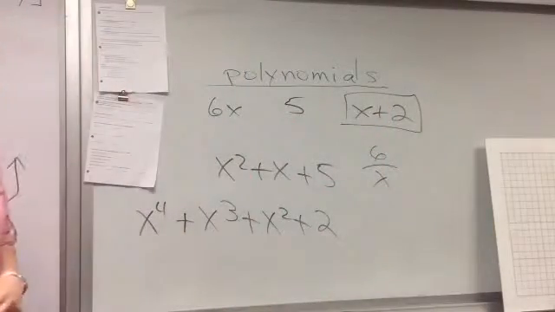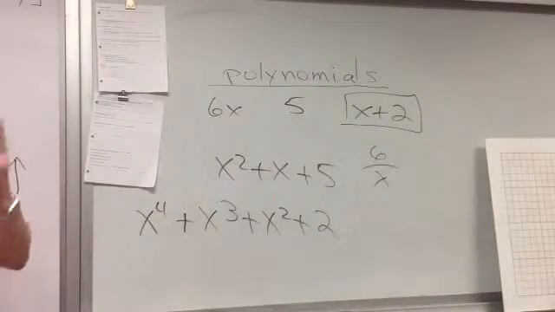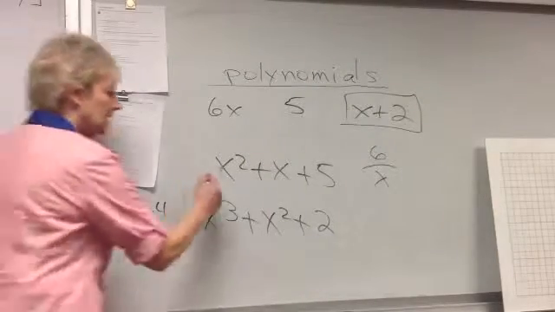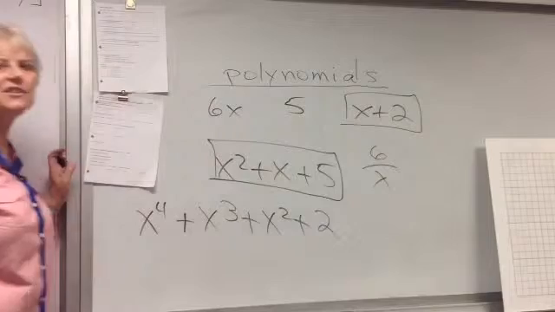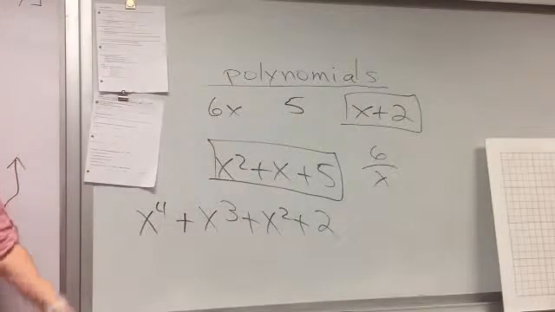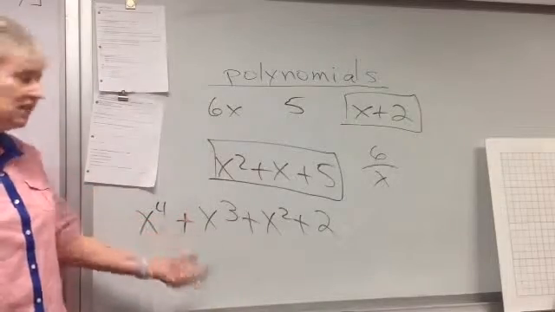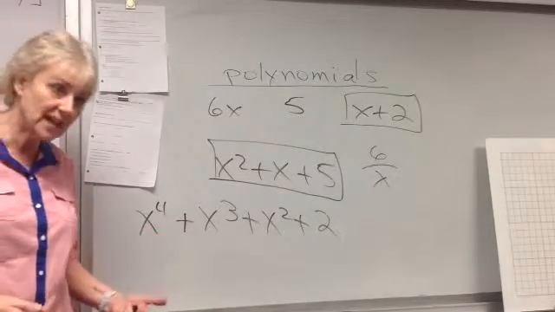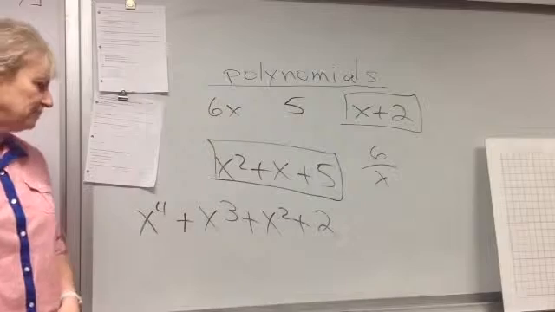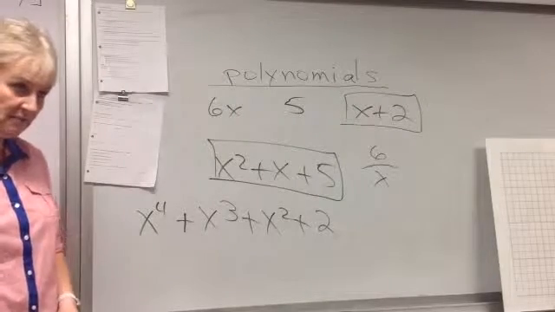binomial. Bicycle, 2 wheels, binomial, 2 terms. If it's 3 terms, trinomial. If it's more than 3, they just say it's a polynomial. They're all polynomials, but more than 3 doesn't have a special name because we don't use them that often. Okay? You with me?